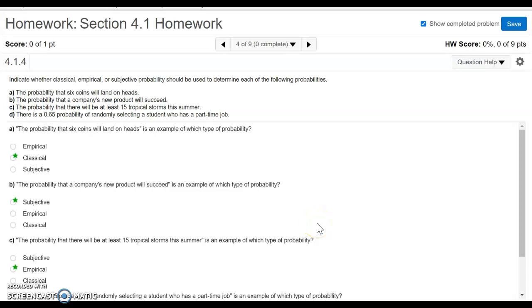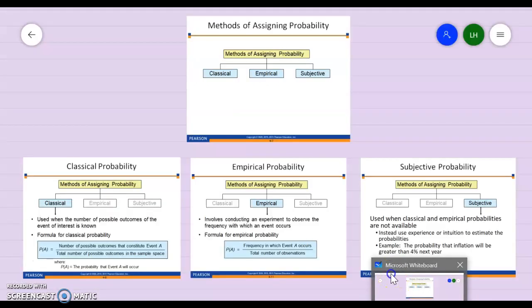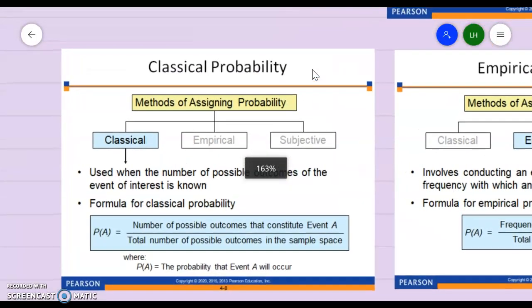Okay, we're going to talk about classical, empirical, and subjective probability. So before we look at these problems, let's talk about the three methods of assigning probability. So first we have classical.